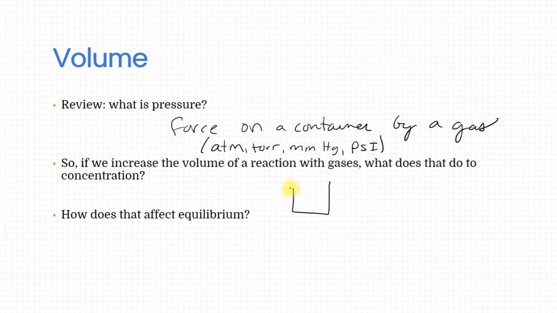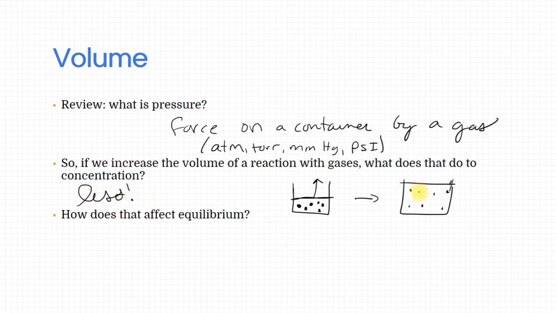Let's just draw a little sketch, right? So let's say we start off with this much space in our container, and we just have a few particles. They're gases, they're all spread out like that. So the question is, if I make it a bigger volume, like a bigger container, what happens? Well, we got 6 particles there, right? Do they look more concentrated or less? They look less concentrated. They got more room to spread out, right?